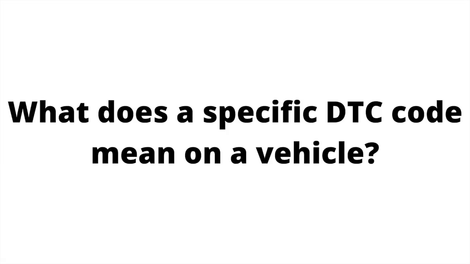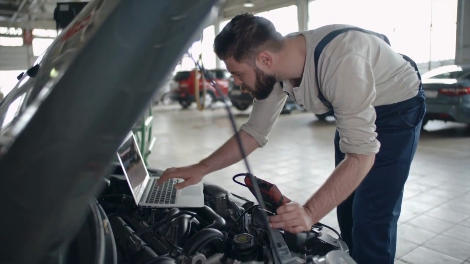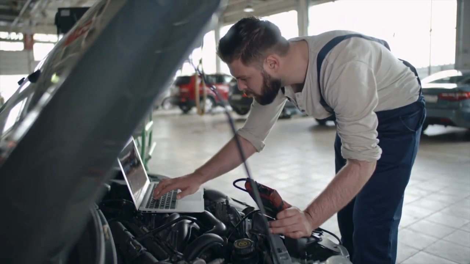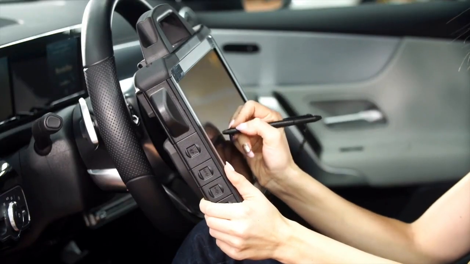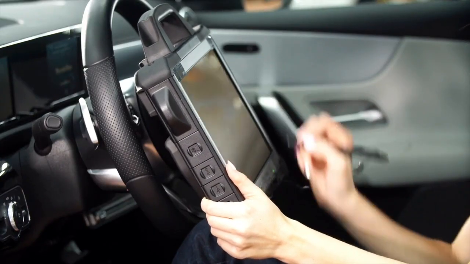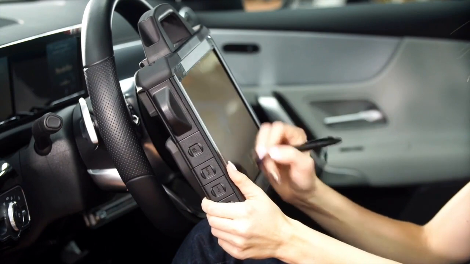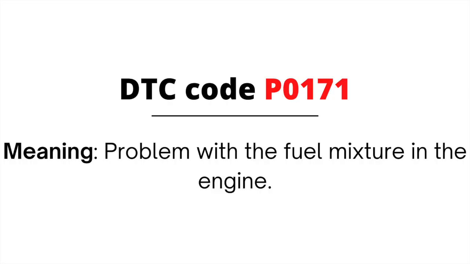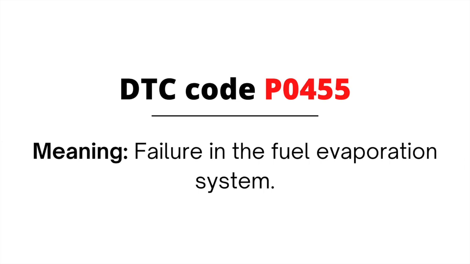What does a specific DTC code mean on a vehicle? A diagnostic trouble code, DTC, on a vehicle represents a specific problem in the onboard diagnostic, OBD, system. Each DTC code has a unique numerical code that is used to identify the fault. For example, DTC code P0171 means there is a problem with the fuel mixture in the engine, while DTC code P0455 indicates a failure in the fuel evaporation system.